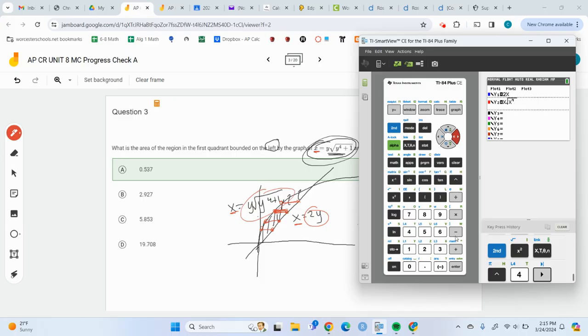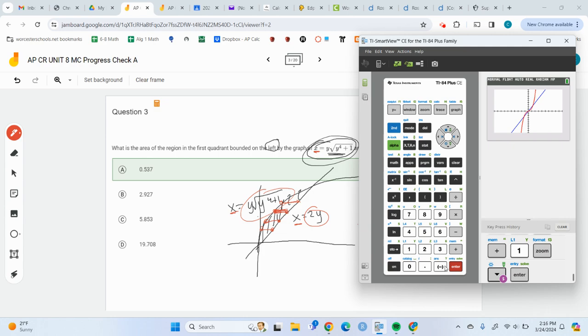Okay, so I have x times the square root of x to the fourth plus 1, and then I have 2x. Let's just zoom standard this thing, because I don't really know what kind of window I should be expecting. All right, and it says in the first quadrant. So now that I know, I'm going to zoom in. If you're doing this on your calculator, it's a good idea to do this as well as I'm doing it. All right, so let's find these intersection points. Intersect. Let me put my cursor. Okay, that should work.